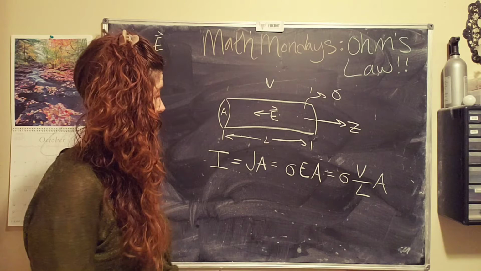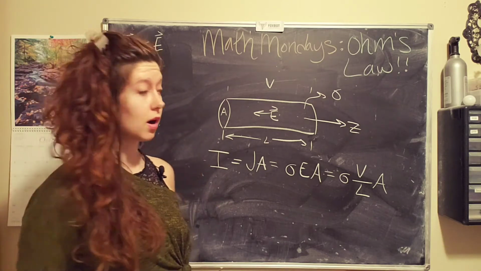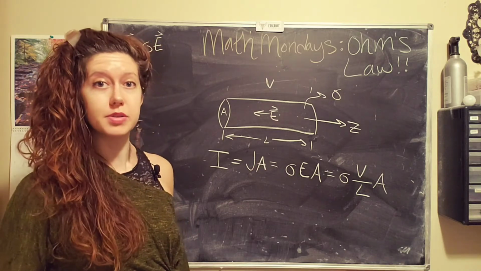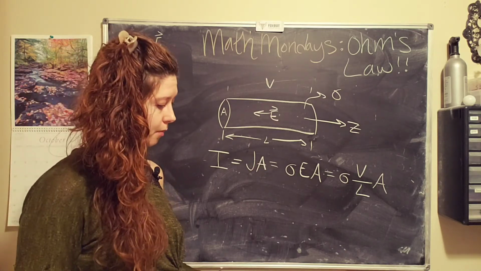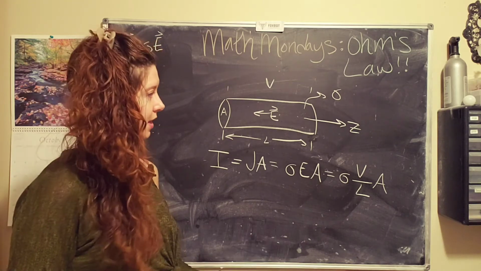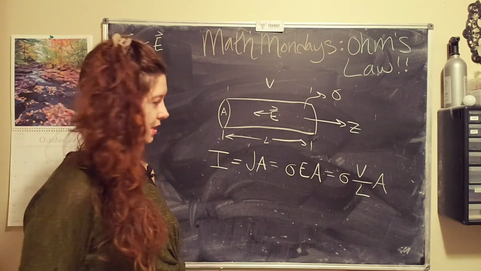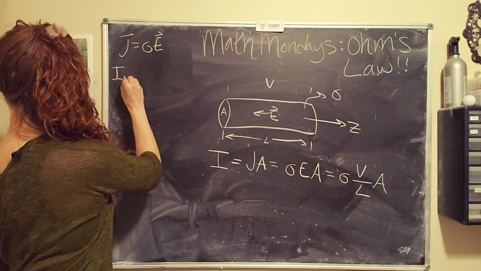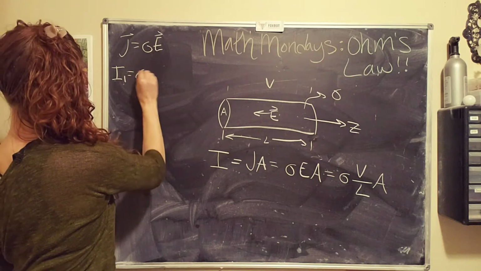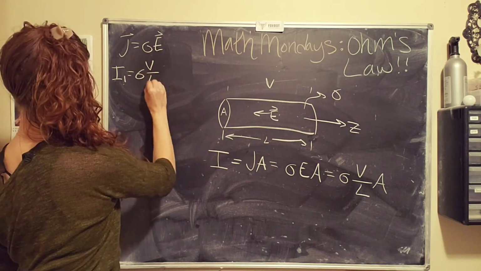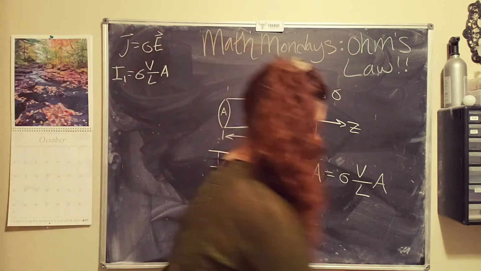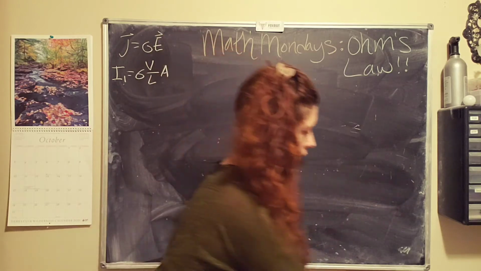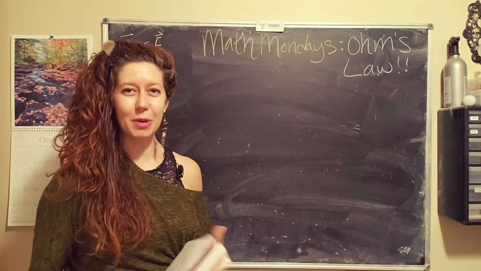So really all this is doing is taking the general form of Ohm's law and leveraging the fact that we know some information about the potential difference within a cylinder based on prior work with electrostatics. Okay, so this is example problem number 1. I'm going to write in the corner I1 equals sigma V over L times A. We're going to set that aside and we'll come back to it after we do example problem number 2.